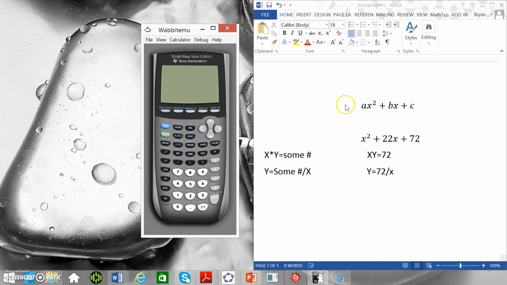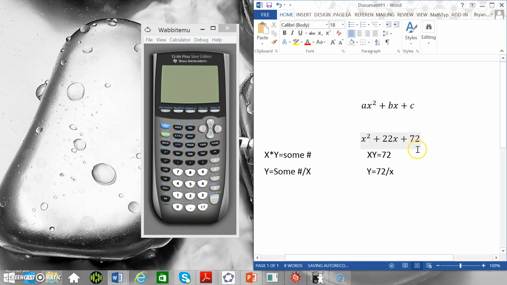Remember, in the standard form ax squared plus bx plus c, when that a is just 1, we need factors of c that multiply to c but add up to b. So in this case, we've got x squared plus 22x plus 72. We need to look for factors of 72, two numbers that multiply to 72 but add up to 22.